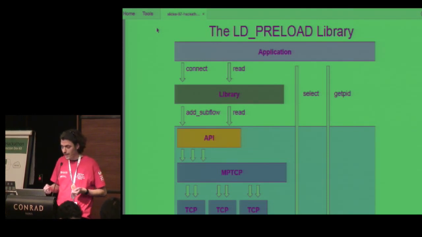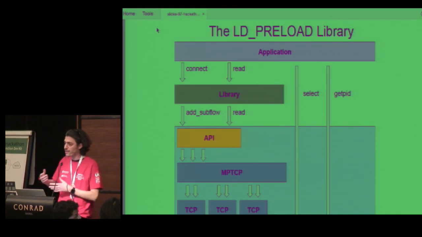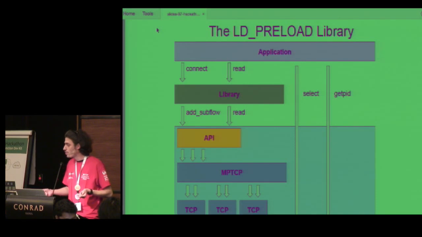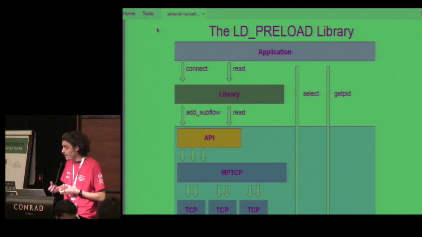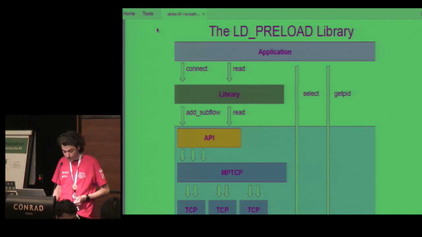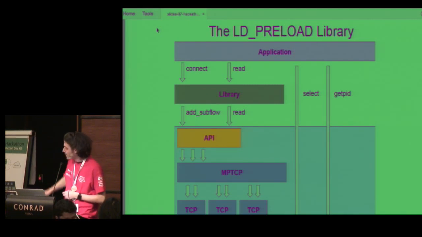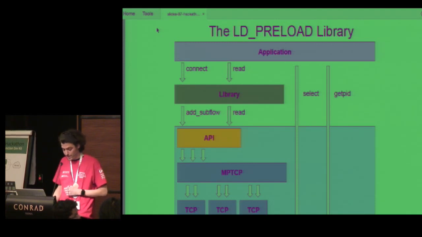So you just load the library with some parameters, like I want to be aggressive, I want to use a full mesh, I want to do that. You can set some parameters, and the library will basically intercept the calls, your connect call, your read call, and other things, and translate them into MPTCP API calls. So it allows unmodified applications to still use and benefit from the API, in case you don't want to modify them. So the add subflow is now done via the library and not directly by the application, so you don't need to modify the application.